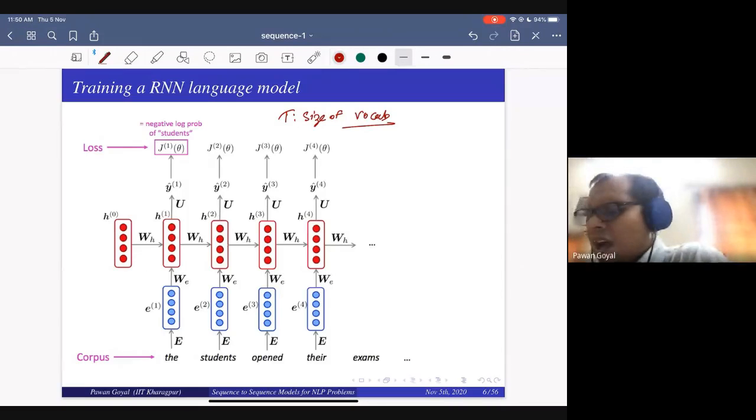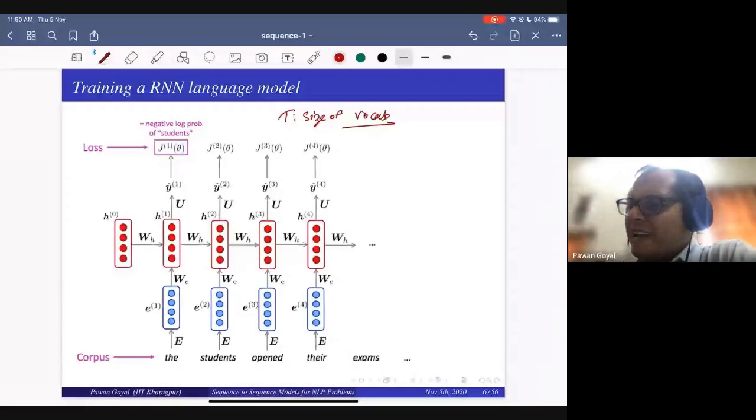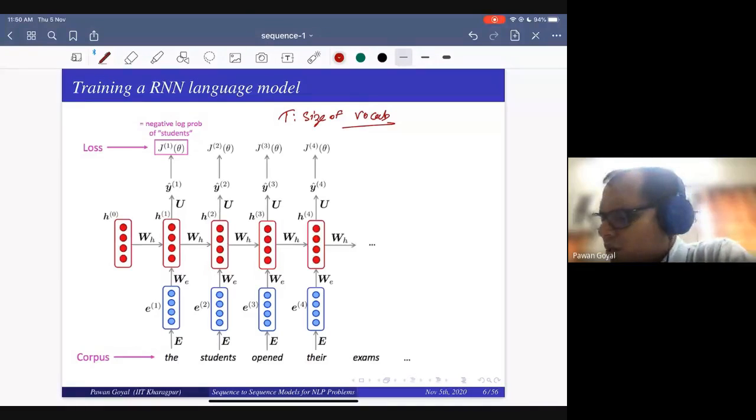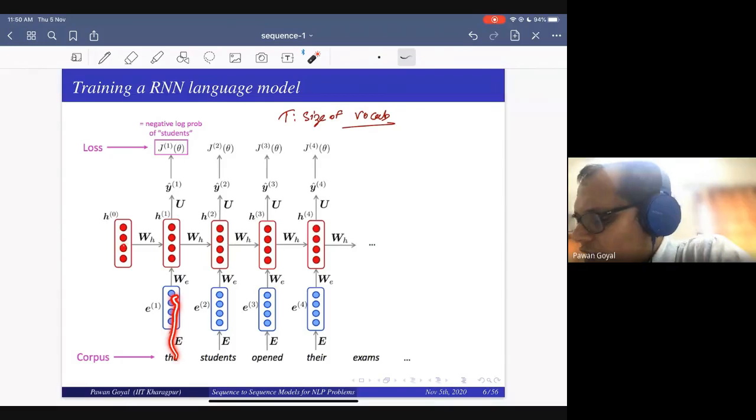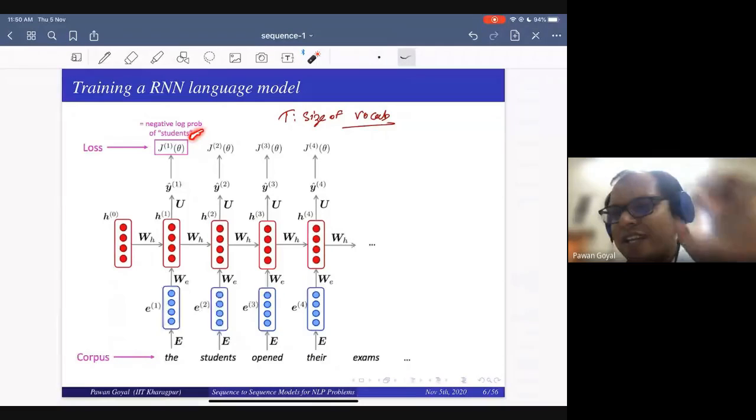So how do you train it? You take a large corpus. That's a good thing about a language model: nobody has to manually annotate anything. You take a large corpus from Wikipedia and the web and start feeding it. I have the first word, "the", that I fed, and I have the initial state and these matrices initialized. I compute this, get a vector, and I know the next word is "students". So I simply compute the negative log probability of "students" from this vector, and that is my loss at that point, without any manual annotation.